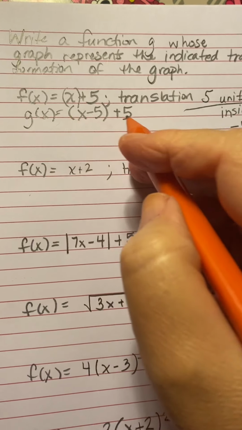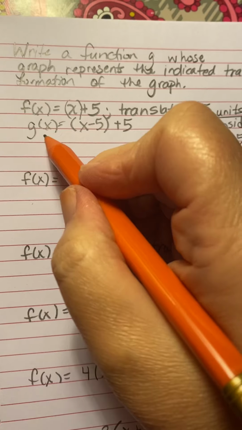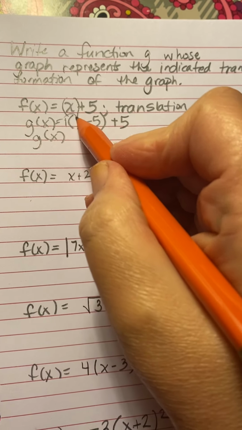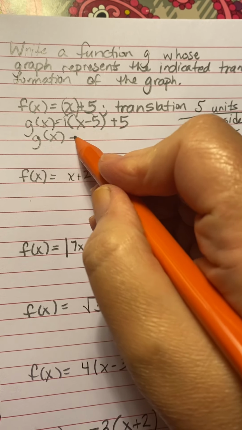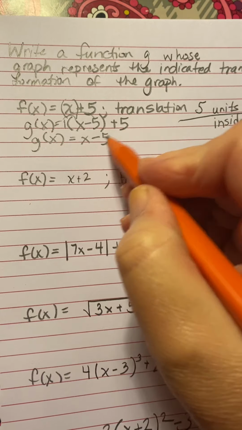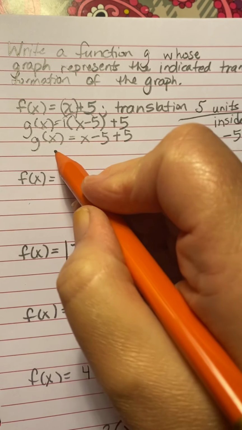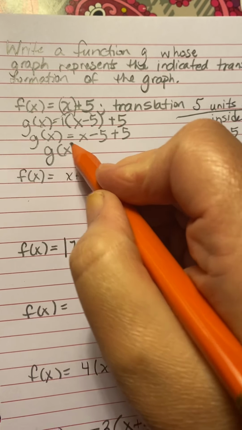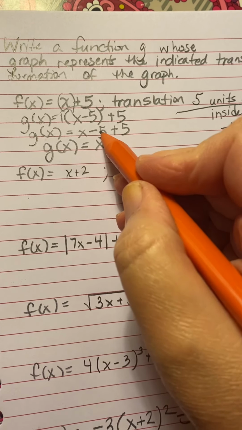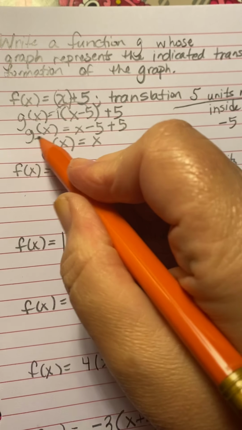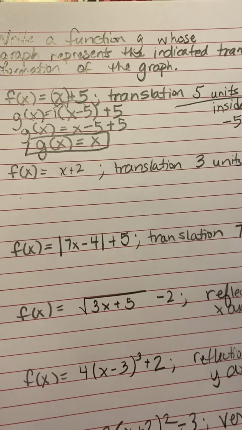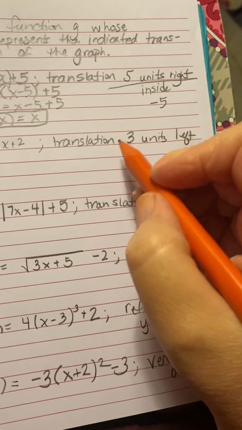Now this is a linear function, so I want to simplify. I can also look at it this way. I'm going to distribute the 1 that's out here. 1 times x is x. 1 times negative 5 is negative 5. And then I should combine like terms. Nothing combines with this x, but negative 5 plus 5 is 0. So my new function is g of x equals x. Let's look at the next one.